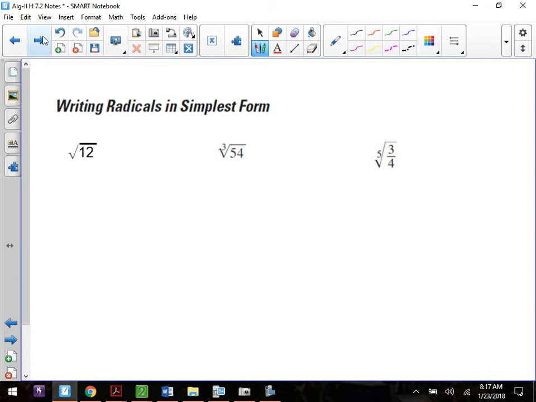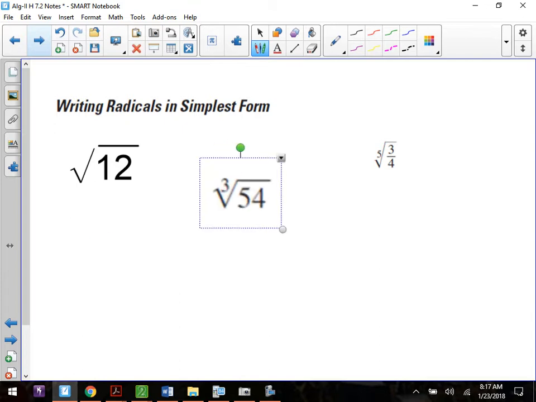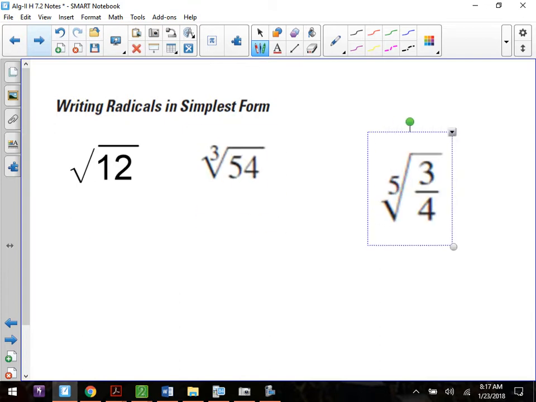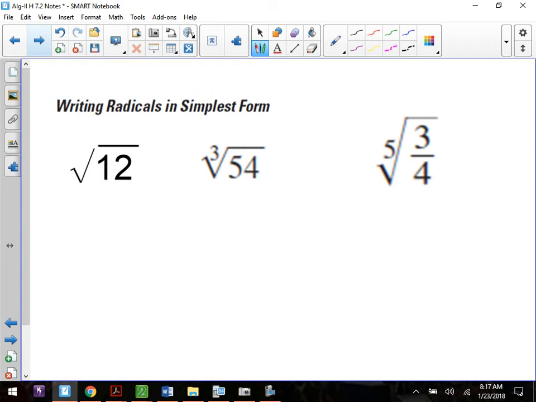So here goes the idea again, kind of a reminder of how you write radicals in simplified form. We all know how to do the square root of 12. Square roots are pretty easy. We've done those without too much of a hassle. Square root of 12 simplifies out to being what? 2 root 3, very good.